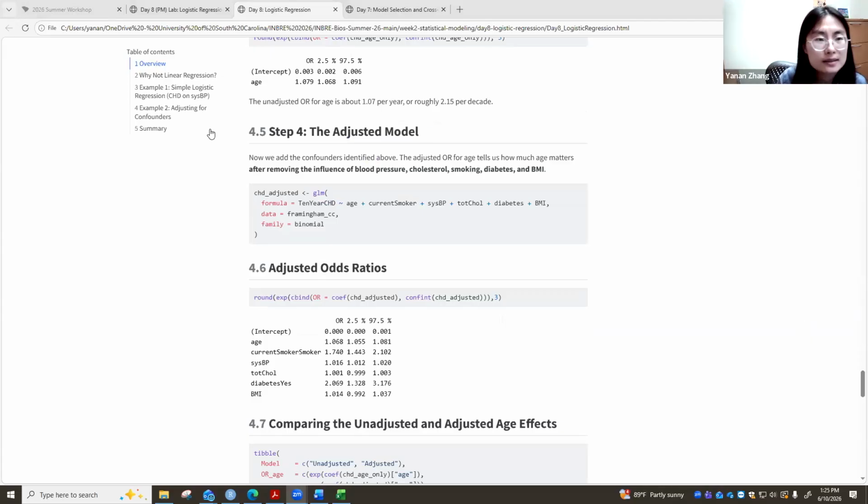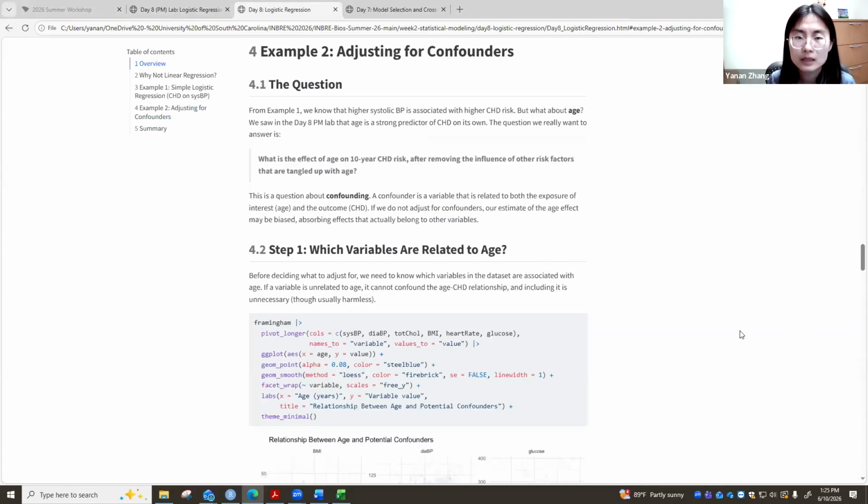Okay, so let's look at our second example. Our research question is, we want to know the effect of age on the coronary heart disease risk, after removing the influence of all other risk factors that are mixed up with age. What does this sentence mean?